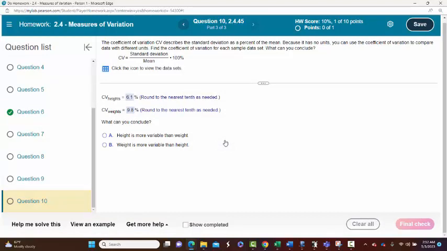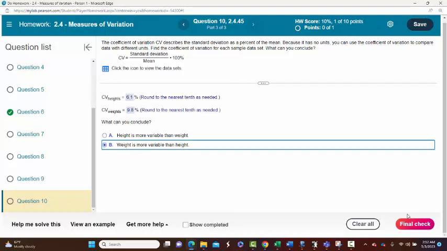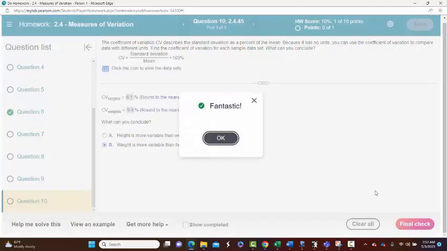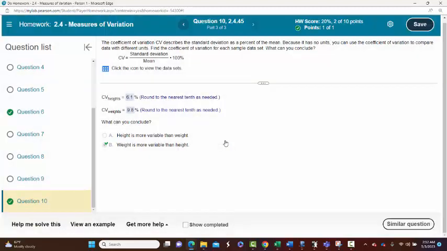Excellent. Weight is more variable than height, since it has the larger coefficient of variation. It loves us. Fantastic. Oh, and that was the last question? Okay, perfect. We'll stop there, and that will conclude this video on the measures of variation.